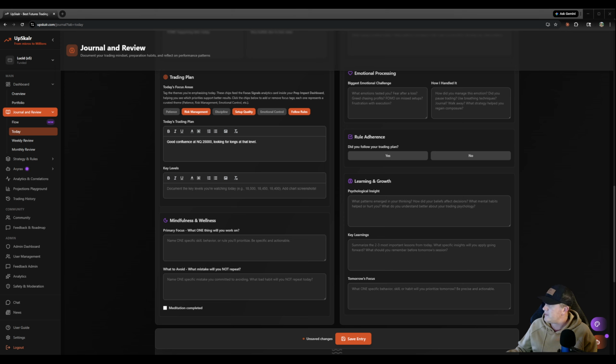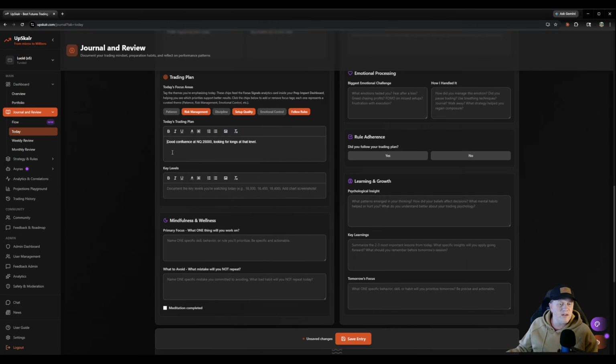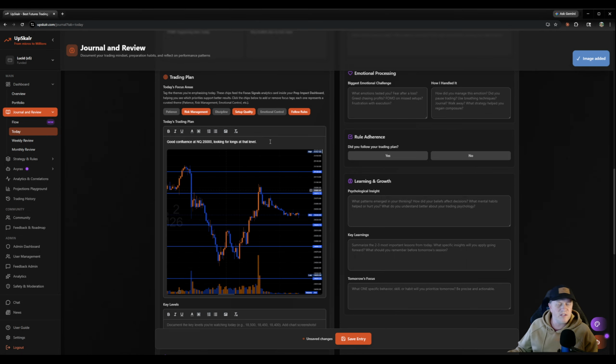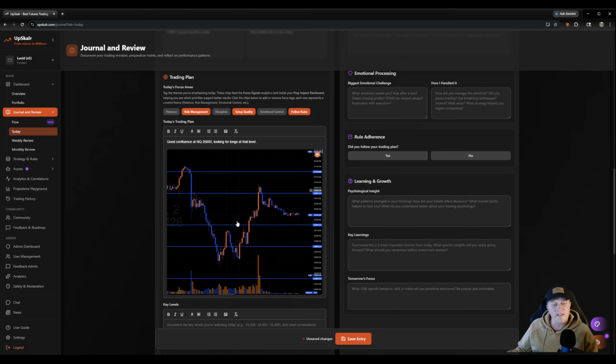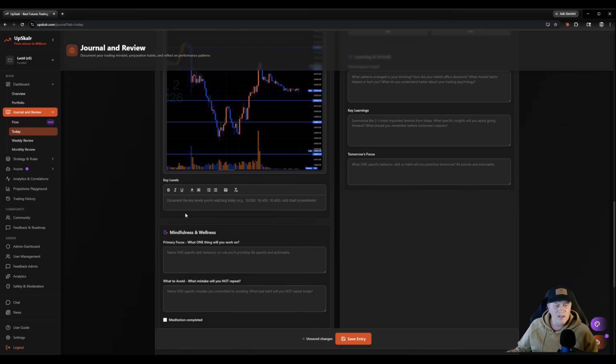Go over to a different screen here. So let's just say you've got a screenshot of a chart and you want to drop it in here. All right, so you're just going to paste it in. Okay, so you've got the ability to paste in screenshots here as well, and be able to keep those saved and in your journal so you can go back and look at them later. So key levels, NQ 25,000. Maybe there's other levels you're watching.